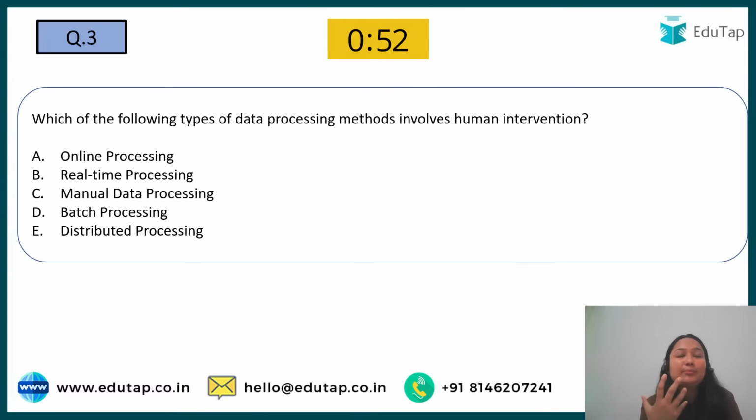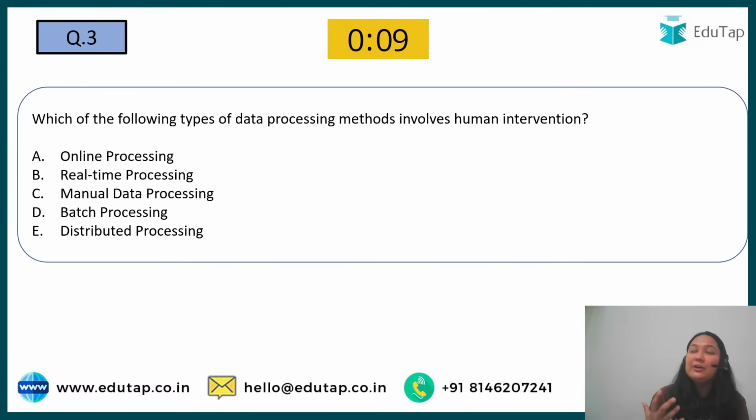So what does our computer do? Our computer does a very simple thing. It takes raw data, processes the data, and converts it into the final information that is going to be very useful for us. So in between, the computer is doing the processing. Now there are various types of processing. I am asking you, which of the following types of data processing involves human intervention? Most of the people are going with option C. That is absolutely correct.